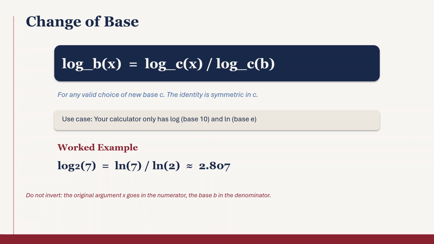For example, log base 2 of 7, which no calculator has a direct button for, equals natural log of 7 divided by natural log of 2. Pick whatever base c is convenient. The identity is symmetric in the choice of c.